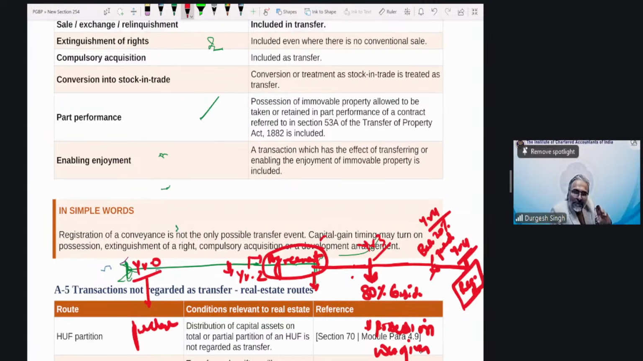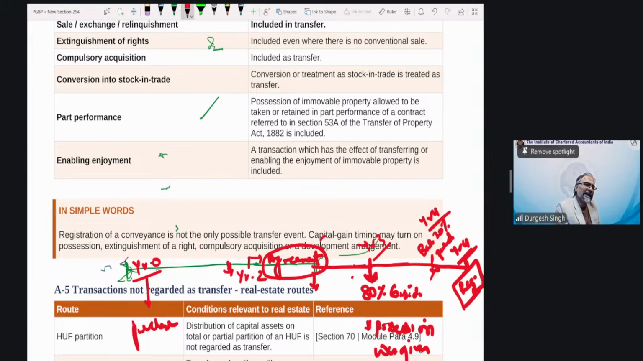By virtue of the control, they have said under the Transfer of Property Act that the possession has now been given to the buyer, the control now is of that particular buyer so far as the property is concerned. Therefore, that by itself will be considered as a transfer. In layman terms, substance over form. Registration is yet to take place, but the buyer now has become a beneficial owner.